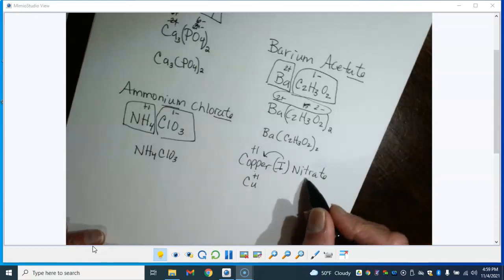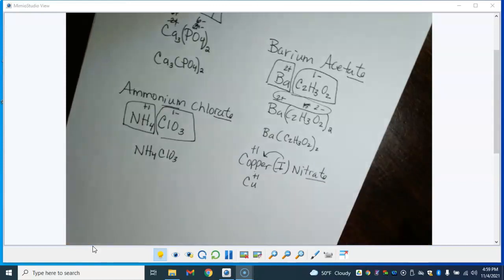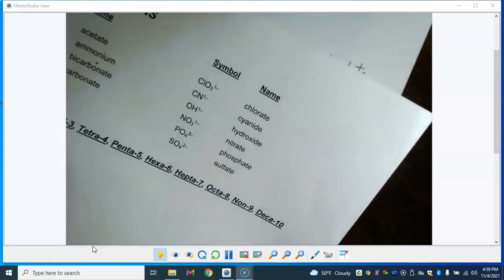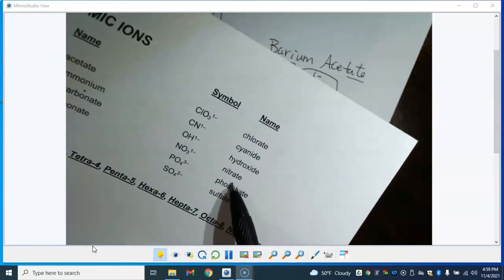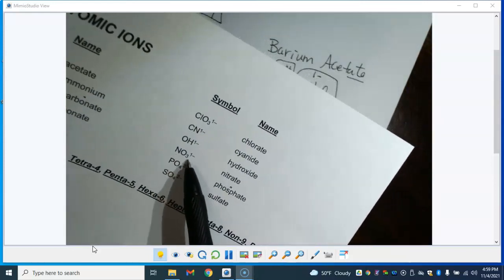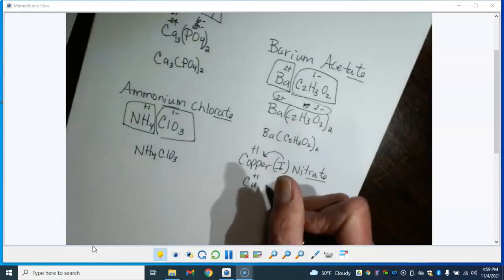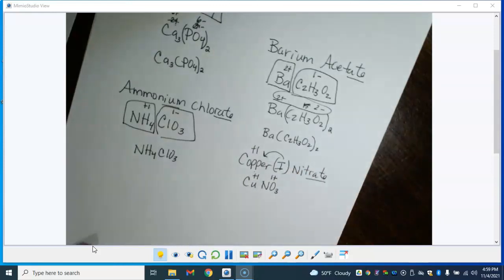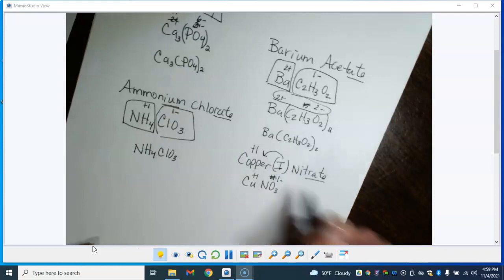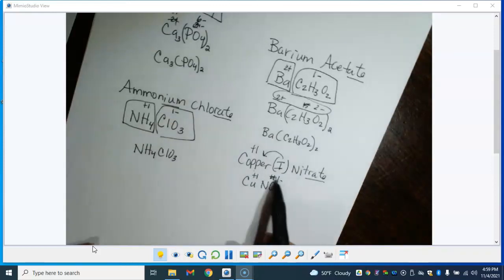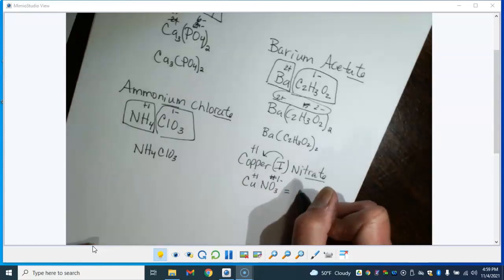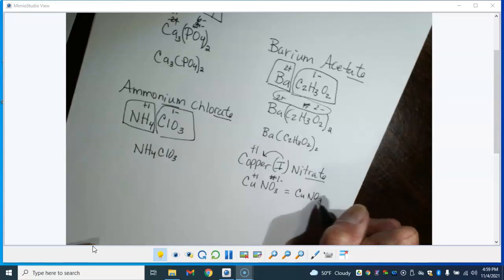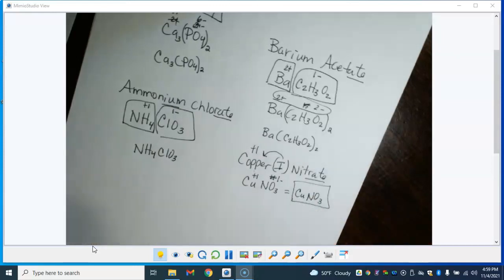Nitrate is the second half, ends in ATE, so I know it's a polyatomic ion. So I'm going to find my list over here, polyatomic ions, and find the formula for nitrate. And that's NO3 with a 1+ charge. So I'm going to write NO3 with a 1+. Oh, sorry. It was a 1-. My bad. So when I add these two oxidation numbers up, I get 0. So my final formula is CuNO3. That's my final formula.